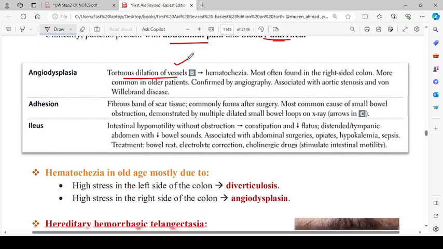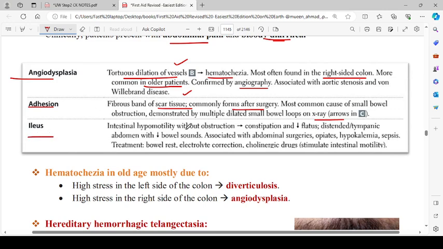Angiodysplasia, tortuous dilation of vessels, leads to hematochezia, most often found in the right-sided colon, more common in older patients. Confirmed by angiography, associated with aortic stenosis and von Willebrand disease. Then comes adhesions. Fibrous bands of scar tissue commonly form after surgery. Most common cause of small bowel obstruction, demonstrated by multiple dilated small bowel loops on X-ray.